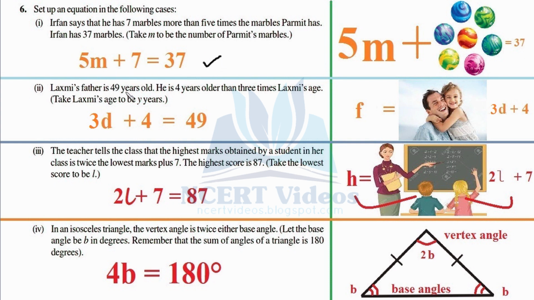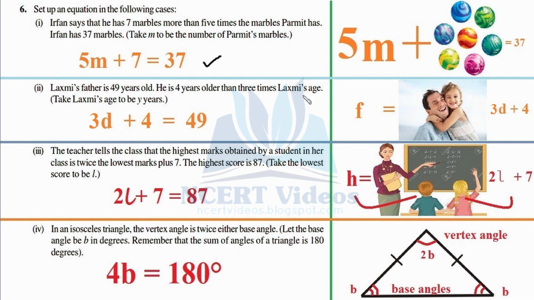Second, Lakshmi's father is 49 years old. So he is Lakshmi's father. Let him be represented with small letter f. Variables are represented with small letters. This you have learned in your previous classes. Now f, that is 49. He is 49 years old. He is means equal to. 4 years older. Older means plus, bigger.